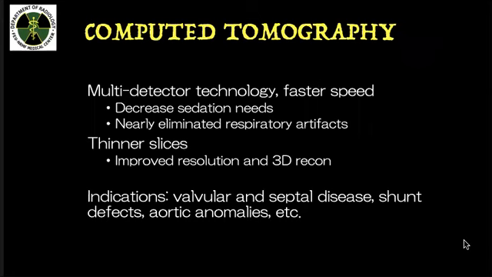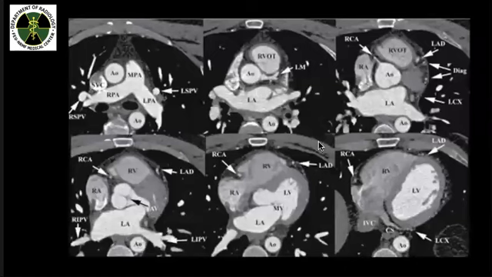And then CT scan. It has multi-detector technology with faster speed, which decreases sedation needs and nearly eliminated the respiratory artifacts, with thinner slices, improved resolution, and 3D reconstruction. The indications are valvular and septal disease, shunt defects, aortic anomalies, and so on. So this is an example of your axial CT scan, the anatomy of your cardiac in your CT scan. This is your axial views in CT scan, and this is the area of your cardiac.